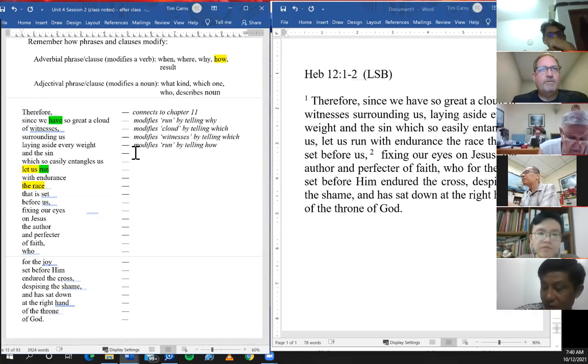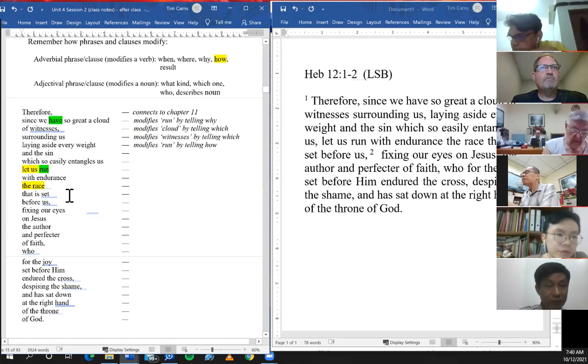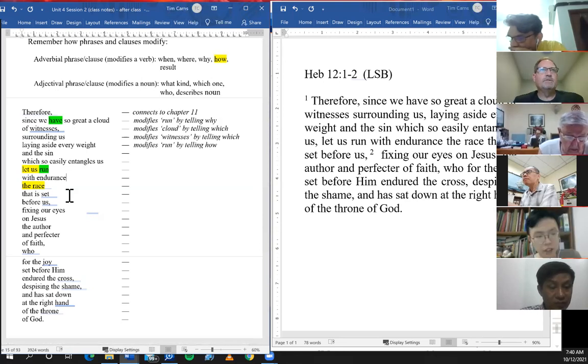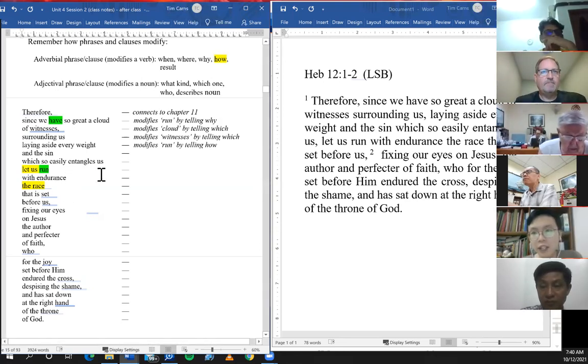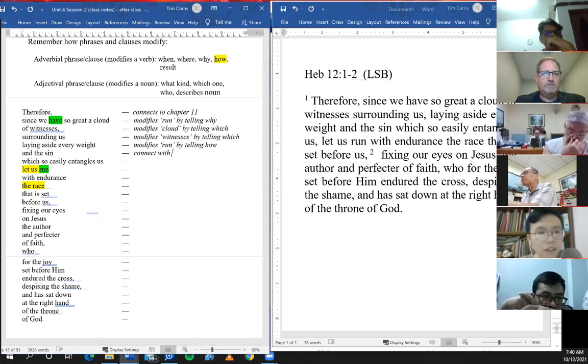Fu Wei, I'm going to give you an opportunity here. So the next phrase, and the sin, where does that go? Is that modifying something, or where does that go? How does it function? It's connected with the weight. What's it connected to? Every weight. Yes, very good.